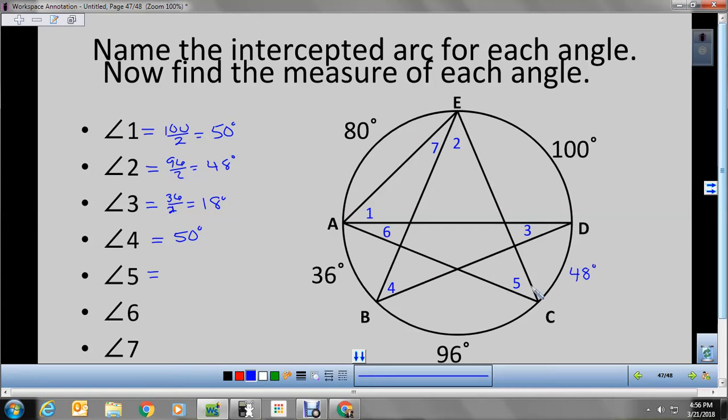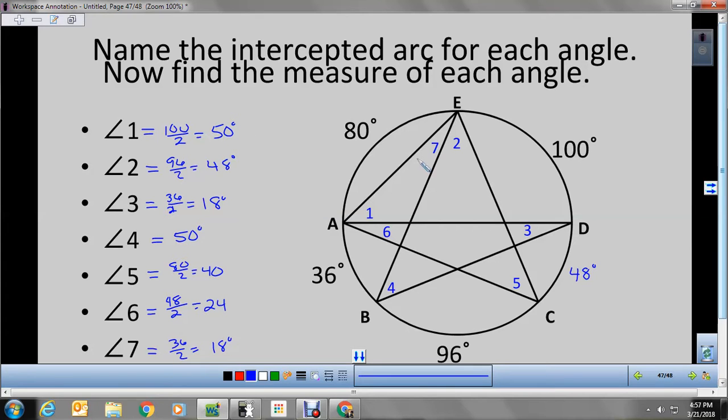Angle 5. Angle 5 is here. It opens up to AE, which is 80, so that means that angle 5 is going to be half of 80, which is 40. Angle 6. 6 opens up to DC, which we said was 48, so half of 48 is 24. And our last angle, angle 7, opens up to AB, which is the same as angle 3. So that means that 36 divided by 2 is going to give us 18 again.